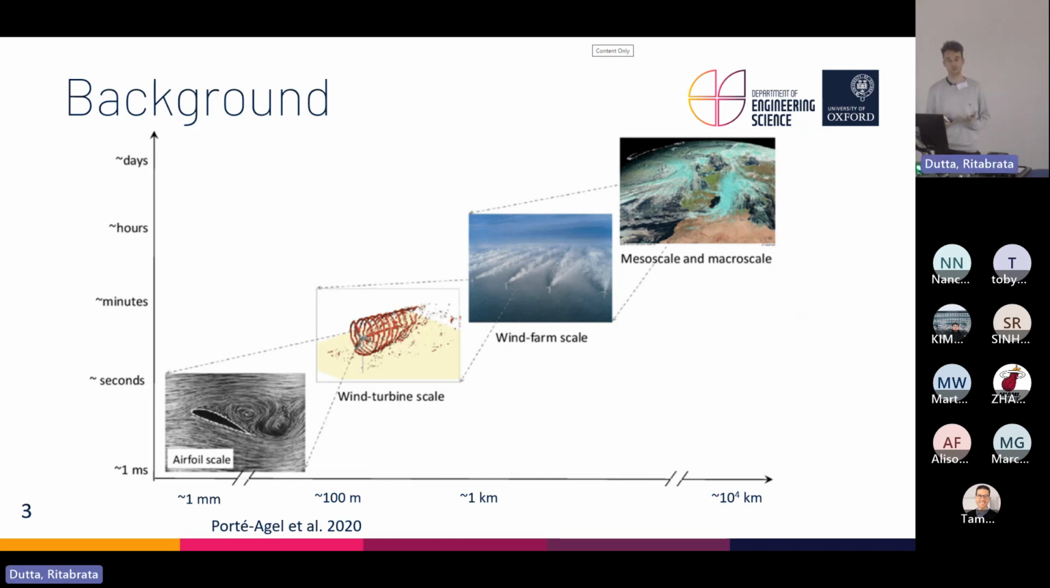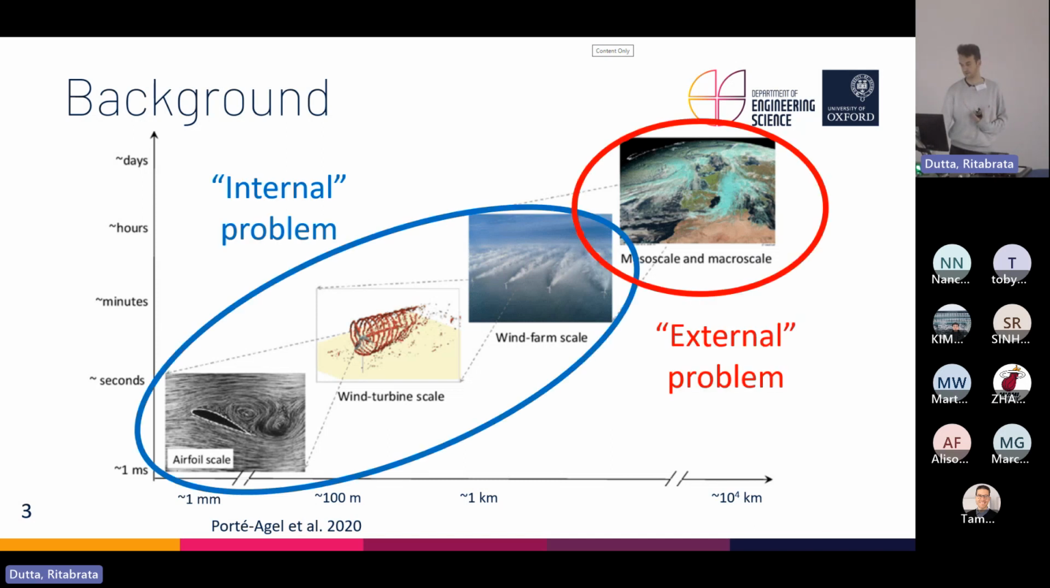One approach to this problem is to split the multi-scale problem up with the assumption of scale separation. We can split it into separate internal and external subproblems. The internal problem models the aerodynamics of individual turbines and also the interactions between turbines in the wind farm, so these turbine wake interactions. Whereas the external problem describes the large-scale atmospheric response to the wind farm.